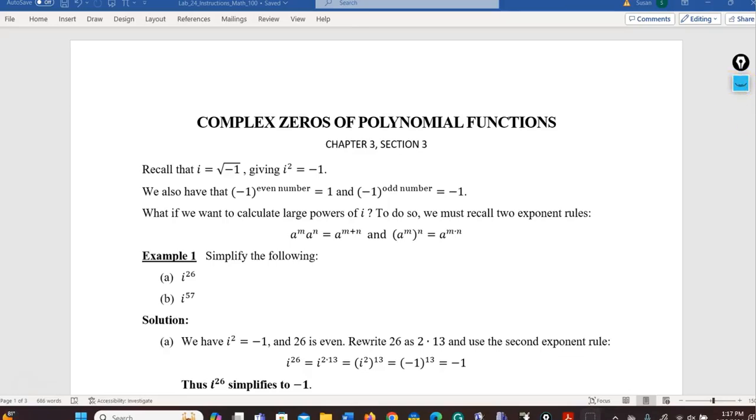In this video, we're going to be talking about complex zeros of polynomial functions. And so these are zeros that are complex numbers. And so let's just do a little bit of review.